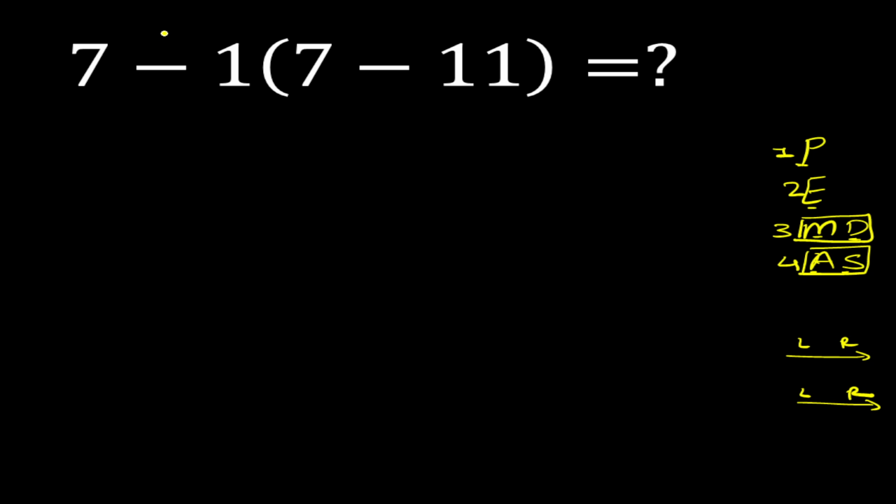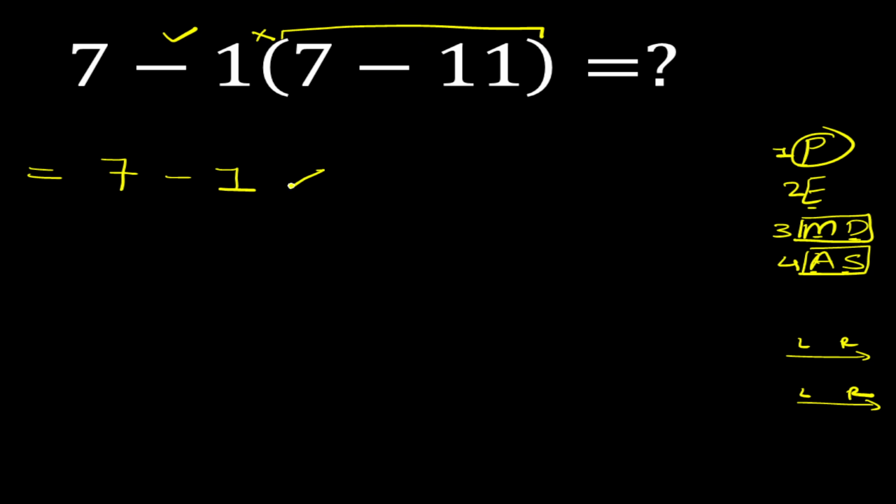So in this question, here we have one subtraction, here multiplication, and here we have one parenthesis. So according to PEMDAS rule, first we have to solve parenthesis, right? So it is equal to 7 minus 1 multiply. Now solve this parenthesis. 7 minus 11 is equal to minus 4, right?